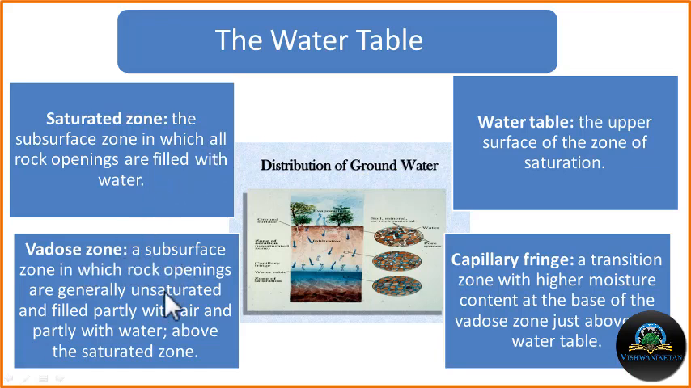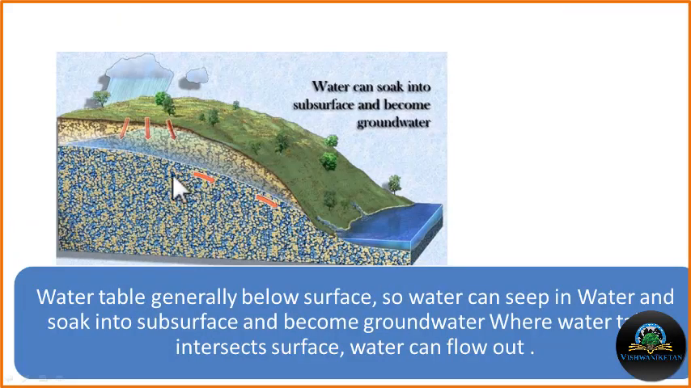Vadose zone is the subsurface zone in which the rock openings are generally unsaturated and filled partially by air and partially by water. Capillary fringes, we have discussed the capillary fringes. This is just above the zone of saturation. This is the small thin layer of the capillary fringe. Sometimes we may get confused between the water table and the river.